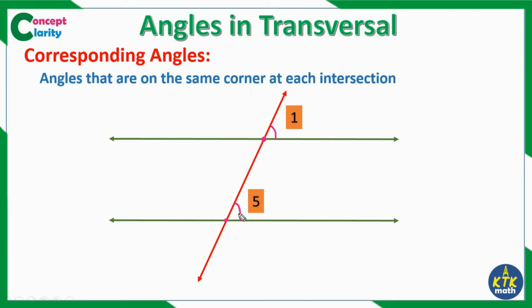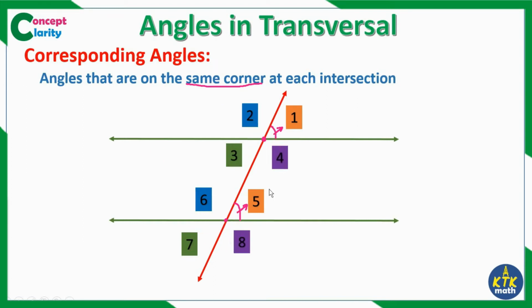So this is what they have mentioned in the definition: angles that are in the same corner. It is very easy to identify corresponding angles in a transversal. They will be in the same corner, that is, the same position. From this vertex it is the right side top, and again from this vertex it is the right side top. In a similar way, I can find another set, which is 2 and 6. They are in the same place. For your understanding, I am using the same colors. In the same way, 3 and 7 are corresponding angles, and 4 and 8 are corresponding angles.